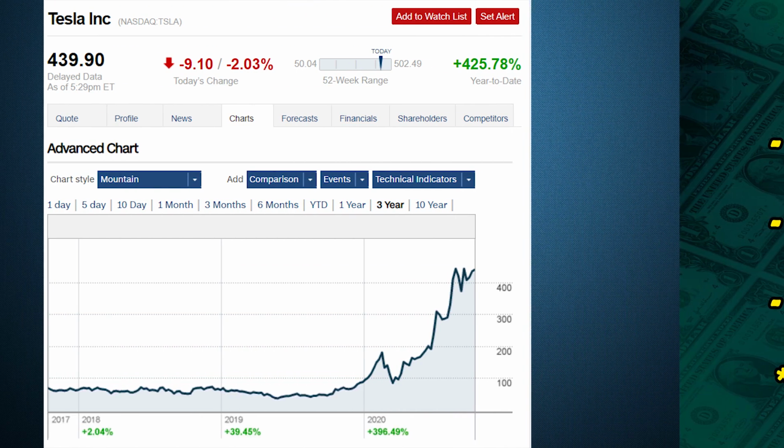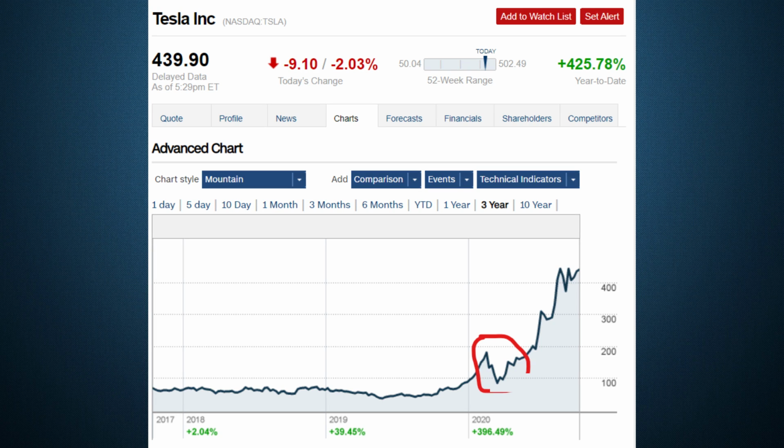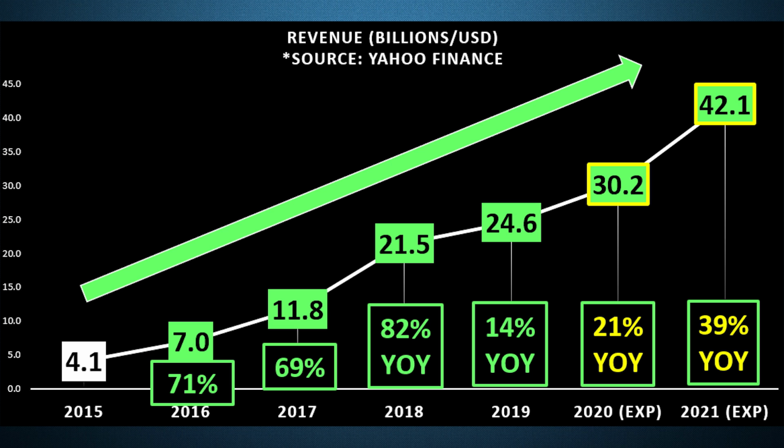For example, I did pick up Tesla during their crashes, and now I'm up close to 1000% thanks to their amazing growth, which you can see on this chart here that they're even expected to grow sales this year by over 20% despite us going through a horrible recession, and then another 40% the year after as well.